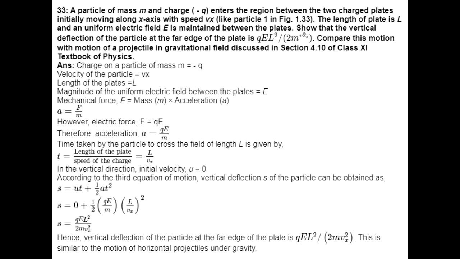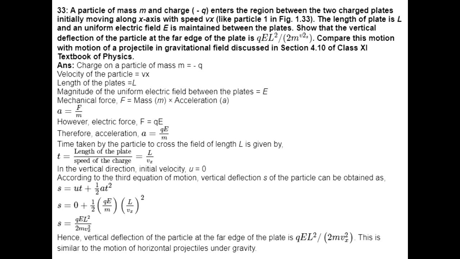Now here you can see the charge on the particle is minus q, velocity along x direction vx, and the length of the plate is L. So magnitude of the uniform electric field between the plates is E. Mechanical force F is equal to m into a. So acceleration a is equal to F by m. As you know, F is equal to q into E, so acceleration a is equal to qE by m. So time taken by the particle to cross the field of length L is given by the relation t is equal to L by vx.